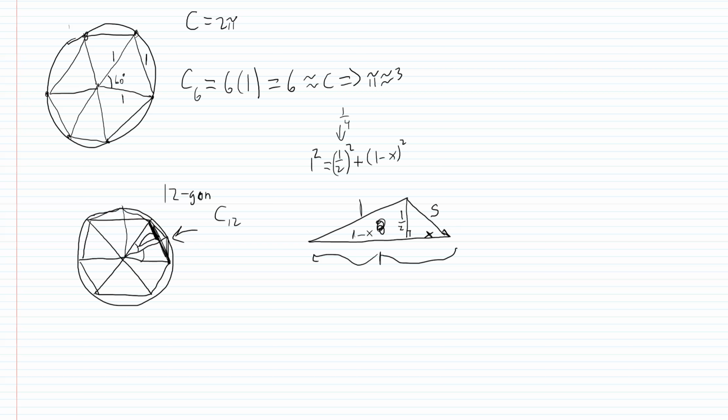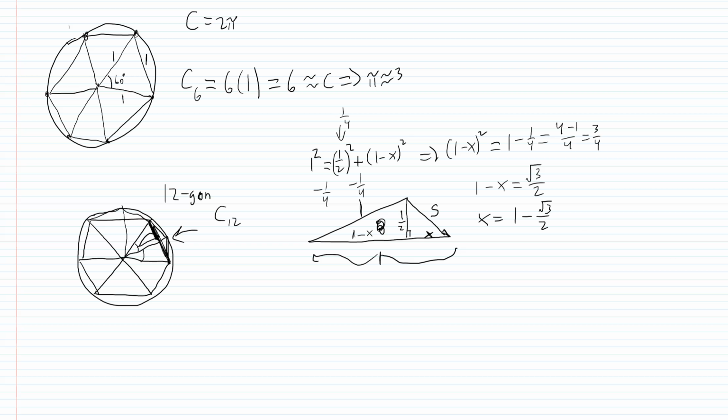This is 1/4. And if I subtract 1/4 from both sides, we get that (1 minus x) squared is 1 minus 1/4, which is 4 minus 1 over 4, so 3 over 4. And so then 1 minus x must be the square root of that. And I'm only taking the positive square root because I know that 1 minus x has to be a positive number. And so then x is 1 minus the square root of 3 over 2.